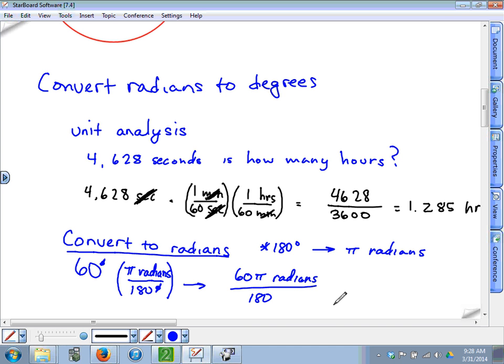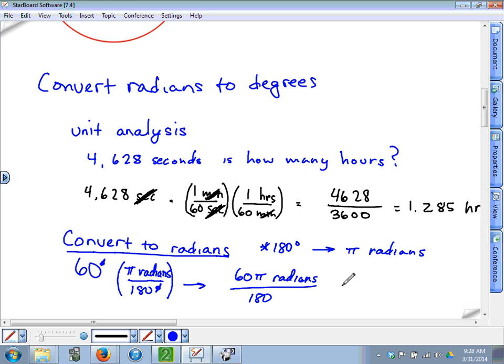60 divided by 180. I was kind of shocked at my last class on how unprepared they were to simplify simple fractions like this. It kind of set me back a little bit. 60 divided by 180, that's a pretty easy fraction to simplify.